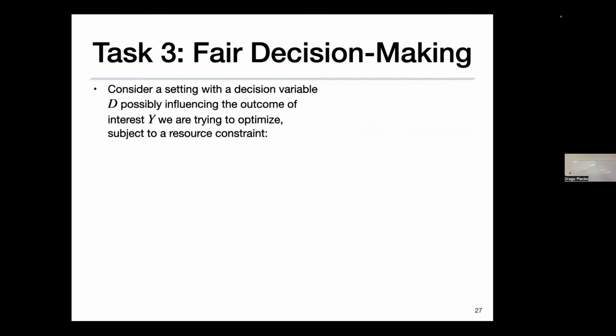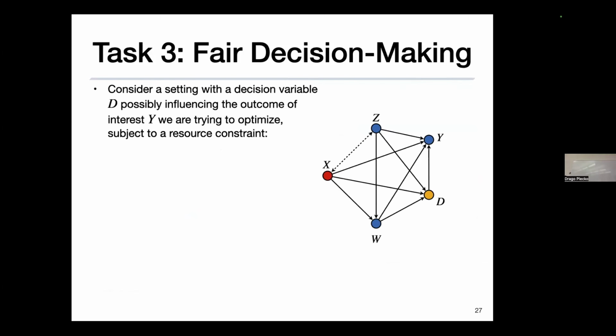Okay, and I will now give you an idea. I will talk about task three, fair decision making. As I said, in this setting there's a specific decision variable D that precedes the outcome of interest. We're now moving to the very end of the talk, which is importantly the discretion of the decision maker. The decision is what the clinician does. This is where the clinician is involved, right?